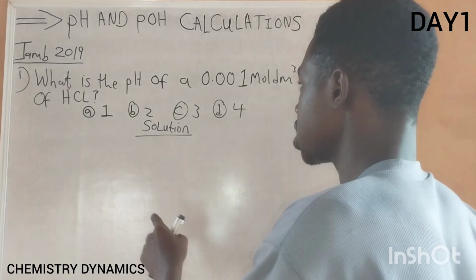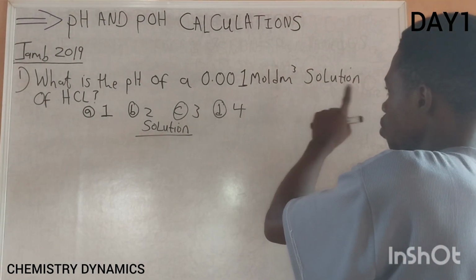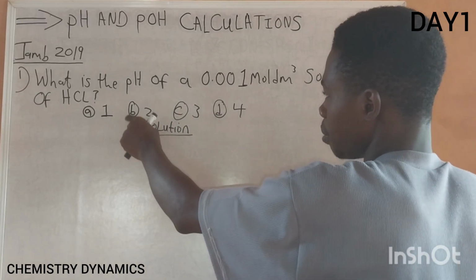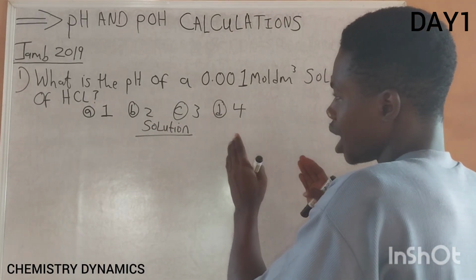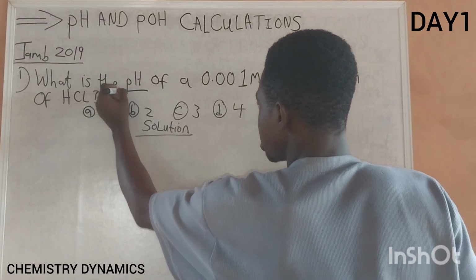Now the first question says, what is the pH of a 0.001 mole per dm cube solution of hydrochloric acid, which happens to be HCl? If you look at this question very well, we are being asked to find what? We are being asked to find pH.